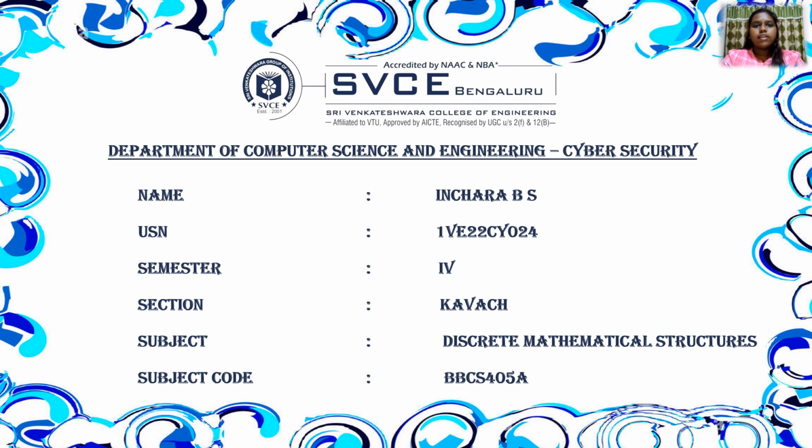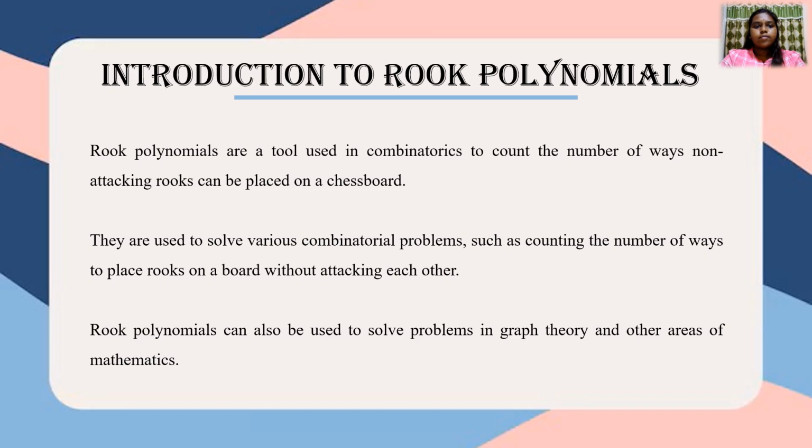Today I am here to give a brief information about Rook polynomials. Rook polynomials are a tool used in combinatorics to count the number of ways non-attacking rooks can be placed on a chessboard. They are used to solve various combinatorial problems such as counting the number of ways to place rooks on a board without attacking each other. Rook polynomials can also be used to solve problems in graph theory and other areas of mathematics.